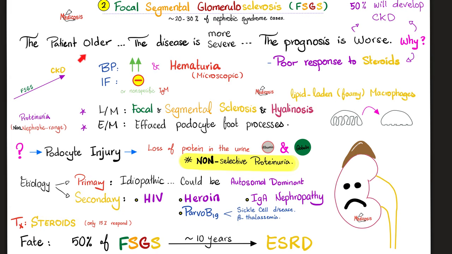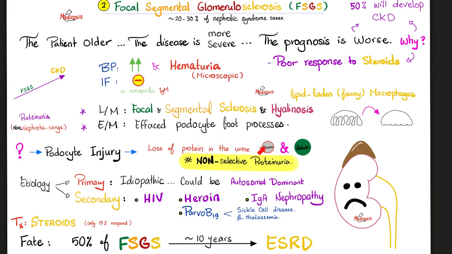Next, focal segmental glomerulosclerosis. The patient is older, the disease is more severe, the prognosis is worse because there is poor response to steroids. Some of these patients have HIV, heroin addicts, parvo B19 infected patients, IgA nephropathy too. This, if it was secondary, but in many cases it's idiopathic, which means we are idiots and we cannot figure out the pathology. Proteinuria, of course, and maybe some microscopic hematuria that's not visible to the naked eye.